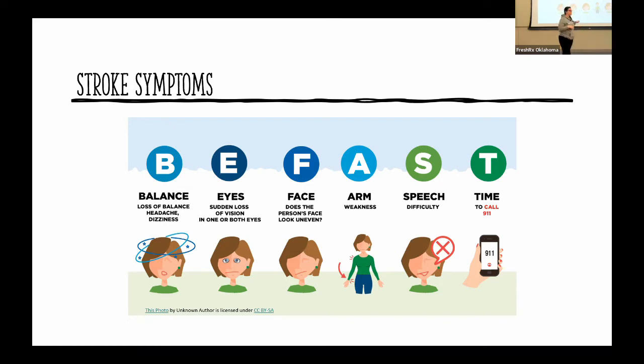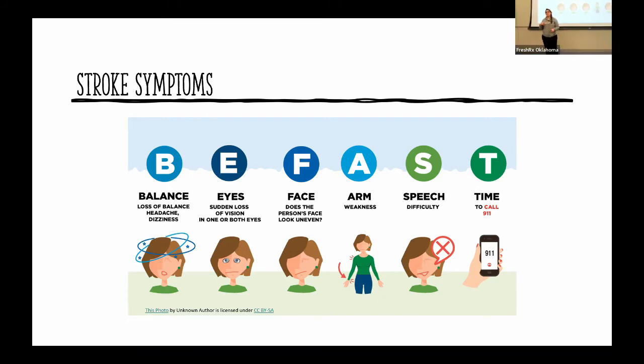Arm weakness, that's very easy. We ask them to raise their arms and you're gonna notice that it's gonna drop. Or it's gonna be like, this is as high as they can. But because it's affecting the brain, they think arms are equal. But now you can notice that it goes down. It's completely weak.